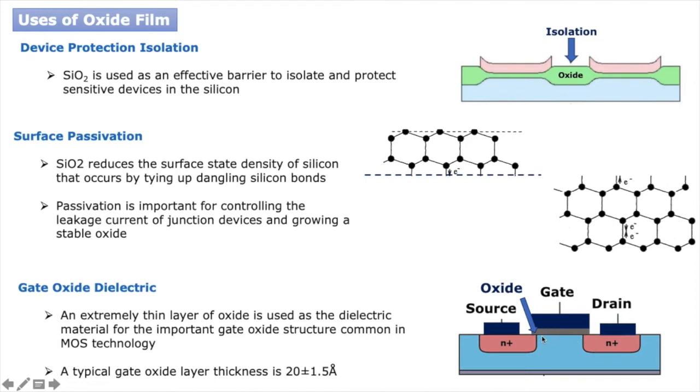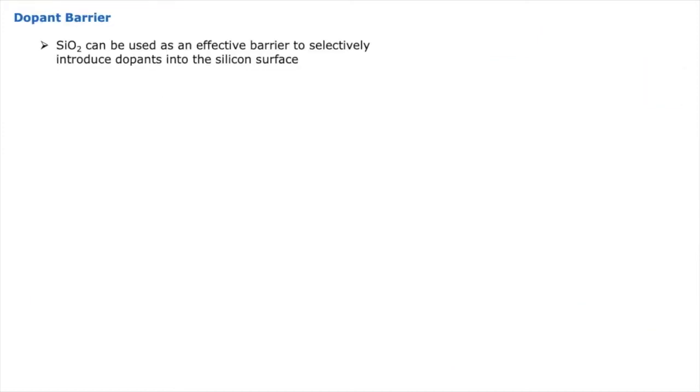So oxide layer can be used as a gate dielectric layer as well, because oxide is silicon dioxide, as I said earlier, that is a good insulator. It also acts as a barrier to selectively introduce dopant into the silicon surface, right?